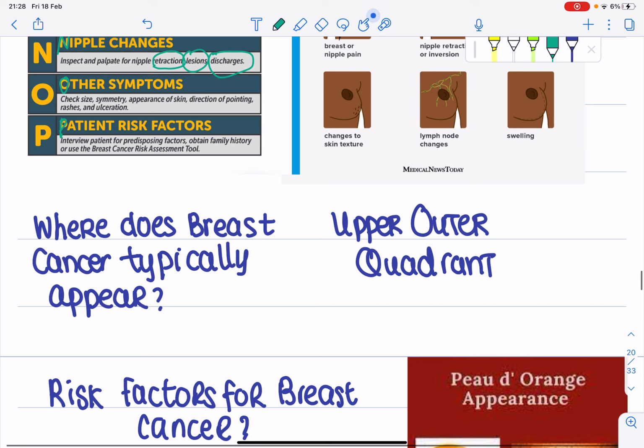So where does breast cancer typically occur? It occurs in the upper outer quadrant, so in this region.